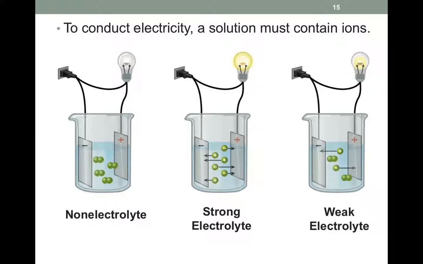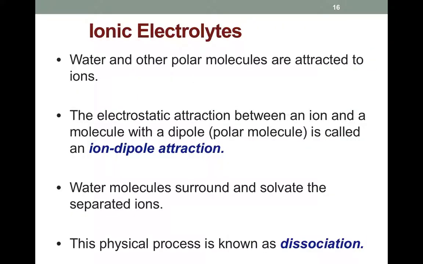And then if we put acetic acid in, we would see a little bit of glow, but not very much, because it doesn't ionize very much, which means it doesn't have a lot of particles to move through the solution to carry charge. So, ionic electrolytes: water and other polar molecules are attracted to ions.